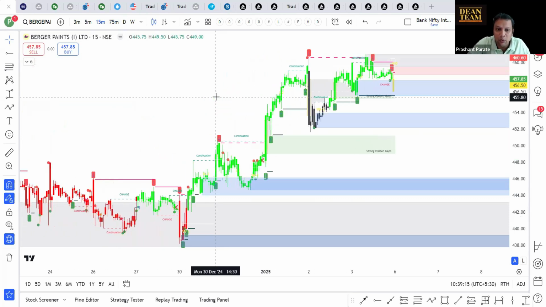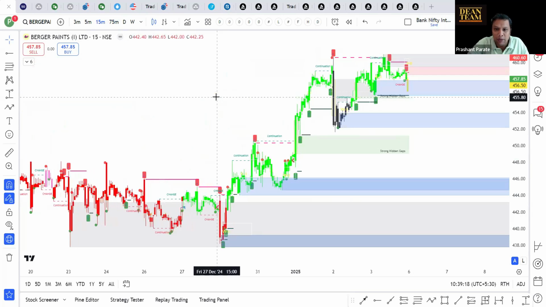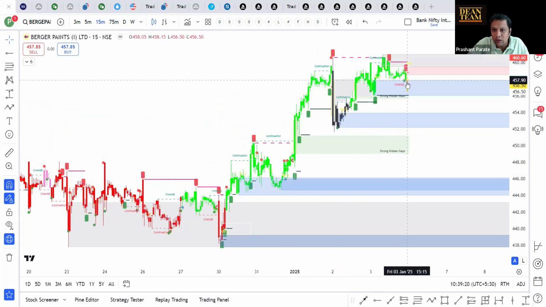75-minute, 15-minute is showing bullishness, and 15-minute is coming down with strong selling force in the buying area. So if it comes with strong selling force in the buying area, I won't buy.